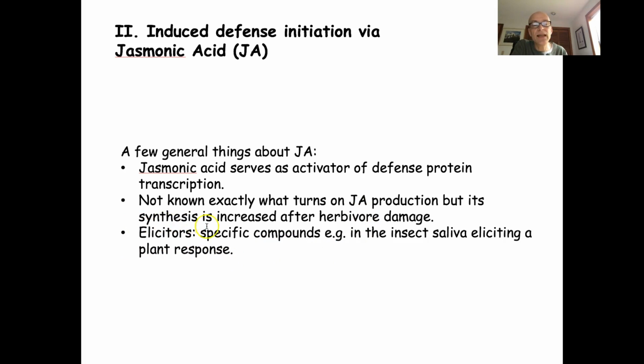And then just as a definition, we'll talk about elicitors. Elicitors are just something, they elicit a response, right? They turn on a response. These are specific compounds, oftentimes found in organisms that are attacking the plant. So they could be, for example, in insect saliva, or they could come from bacteria, and they elicit a specific plant response. So I'll talk about these elicitors.